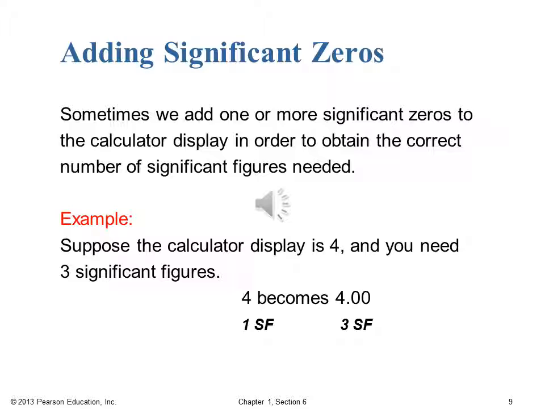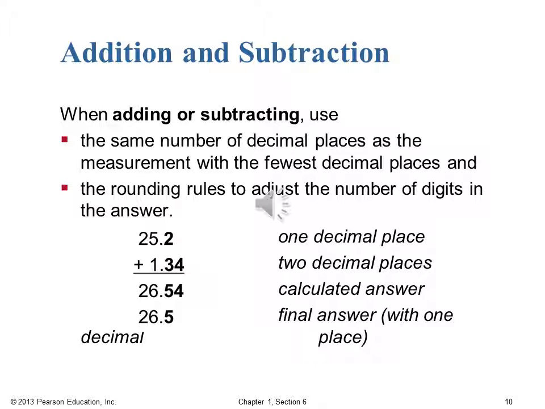So just be careful to add enough zeros in the case where the calculator gives a number with fewer sig figs than you need, in order to make sure that you have applied the correct sig fig rules. Okay, so now on to addition and subtraction sig fig rules.